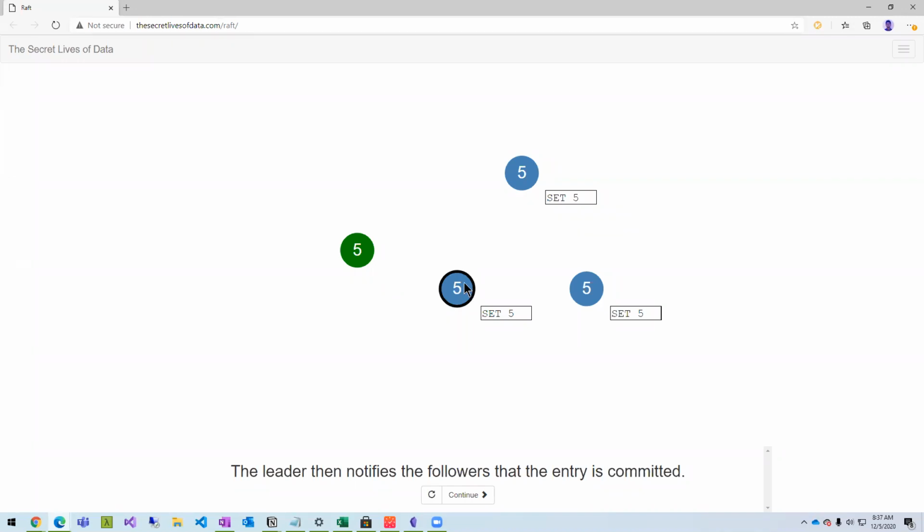It is not exactly the same; there are some differences and some similarities with two-phase commit. So does anyone want to tell what the similarities and differences are here? Yeah, we have one node which is responsible for coordination. Yeah, exactly. So this is acting like a coordinator.